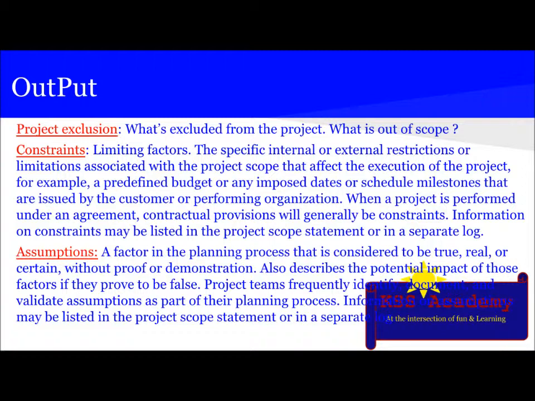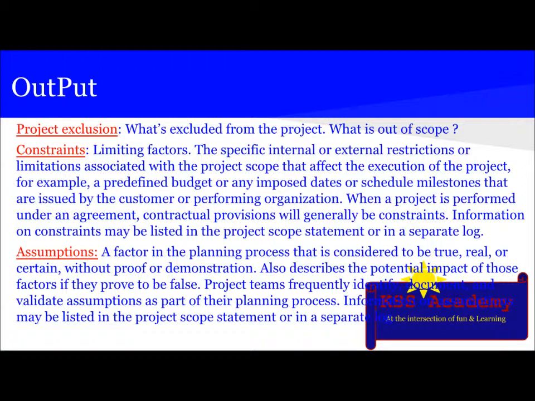Constraints are limiting factors, the specific internal or external restrictions or limitations associated with the project scope that affect the execution of the project. For example, a predefined budget or any imposed date or schedule milestone that is issued by the customer or performing organization. When a project is performed under an agreement, contractual provisions will generally be a constraint. Information on constraints may be listed in the project scope statement or in a separate log.